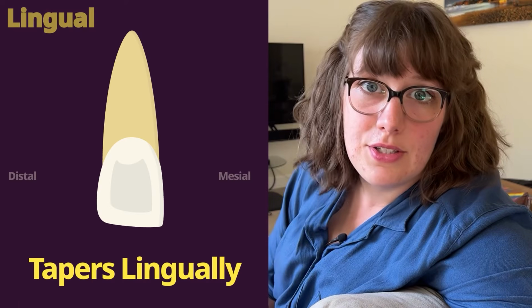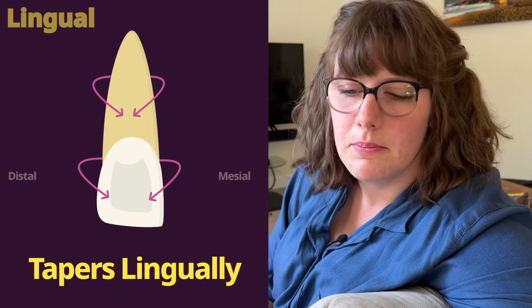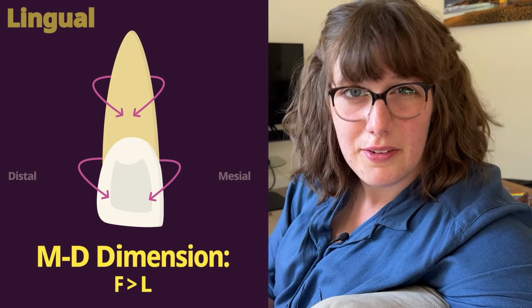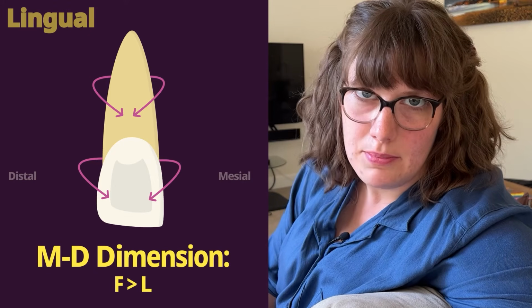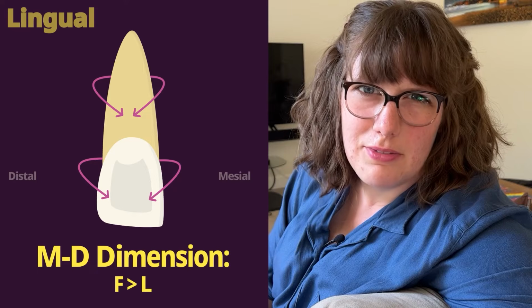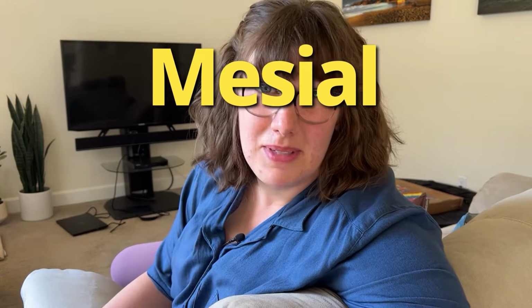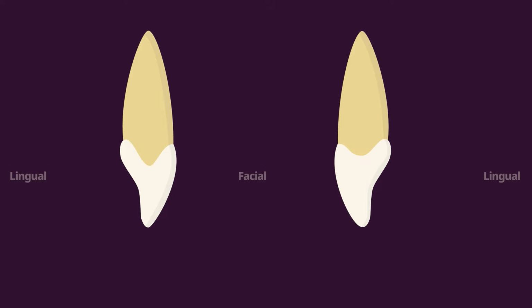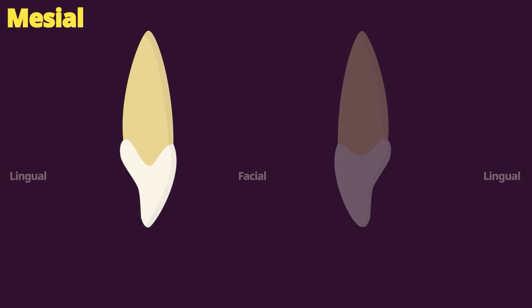The root and crown of this tooth are going to taper lingually, so that the mesial distal dimensions of the facial are wider than the mesial distal dimensions of the lingual. It's going to be a little bit easier to see from the incisal view. Let's take a look at the mesial and distal first. Let's look at the maxillary central incisor from the proximal view. This is the mesial, this is the distal.